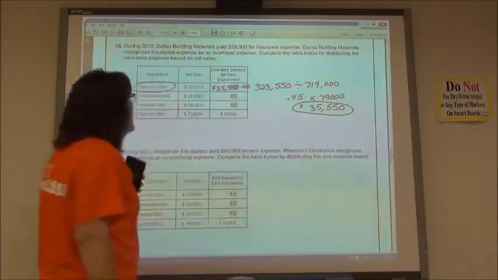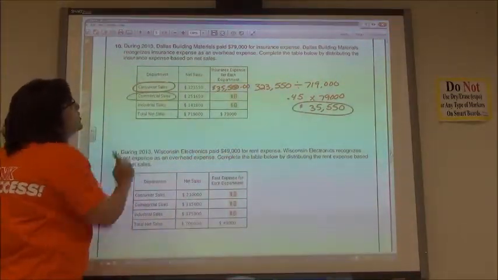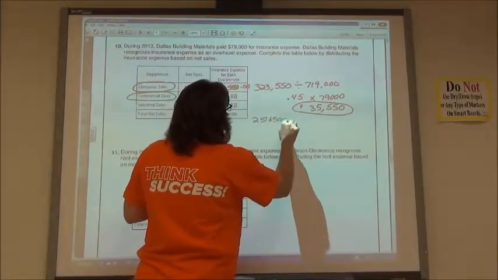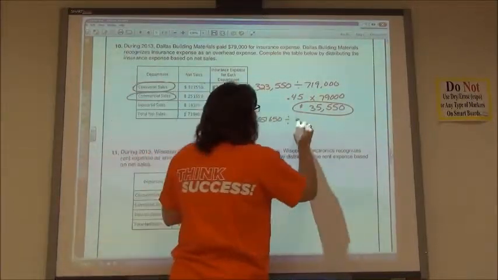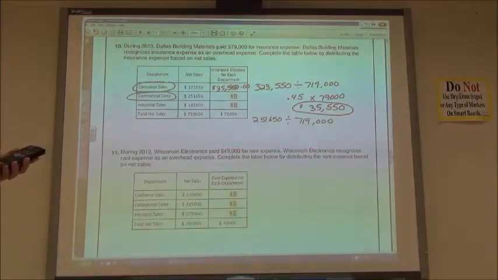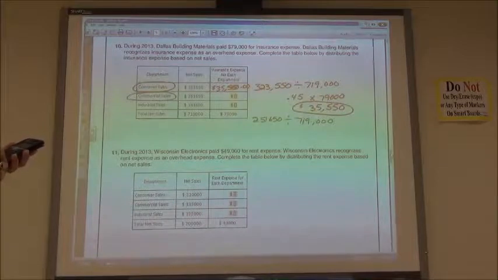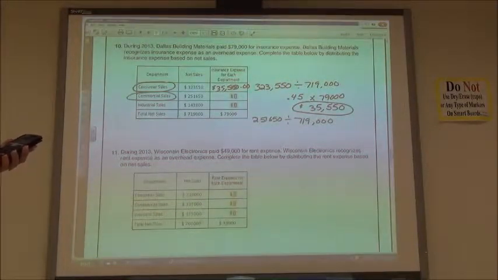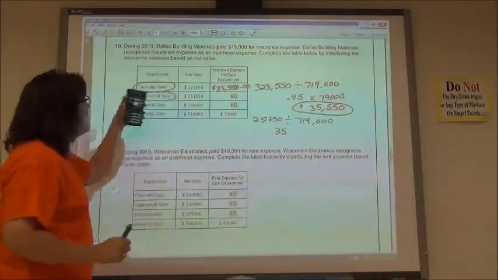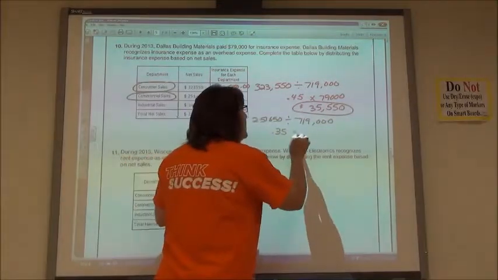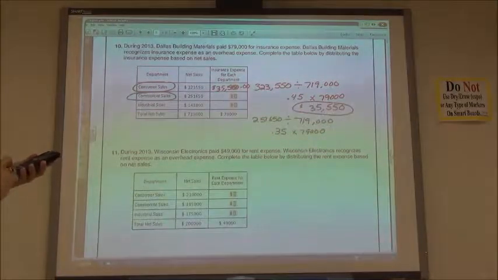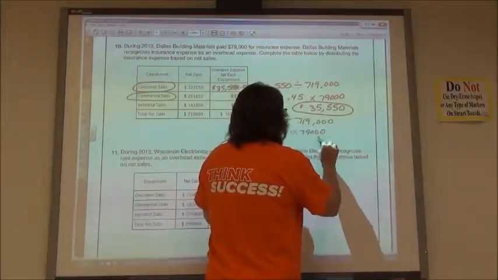And basically we're going to do the same thing for the next department. The next one we're going to do is commercial sales. So we're going to take their net sales, $251,650, and divide it by our total net sales, $719,000. So $251,650 divided by 719,000 gives me 35%. So 35% of the sales went to commercial sales, so 35% of the insurance of 79,000 would be 27,650.